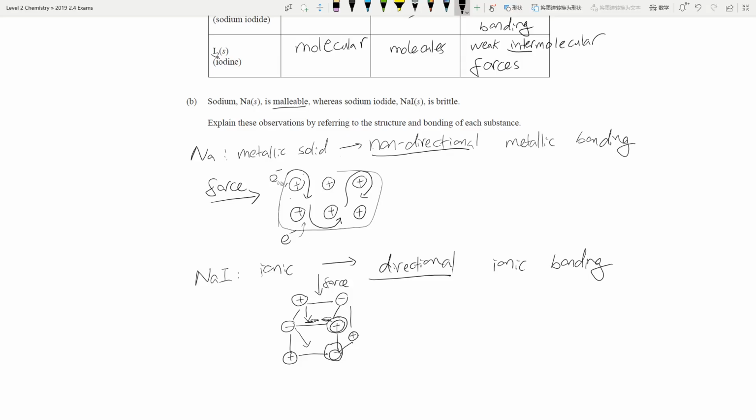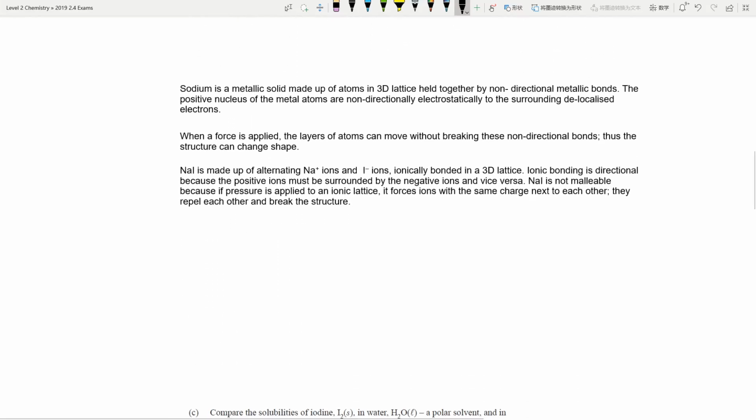Okay, so you need to be able to link the type of bonding to what the bonding actually does. Diagrams like these might help, but again, this comes down to rote learning. This particular paragraph should really help you with this type of question. So you talk about what type of solid it is. You talk about how it's a 3D lattice held together by non-directional metallic bonding.